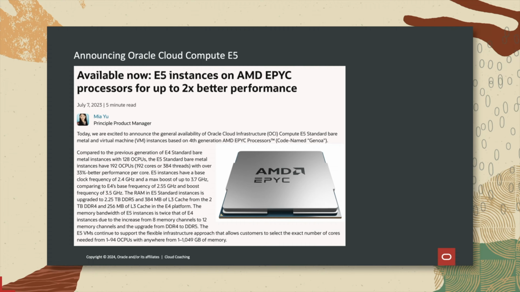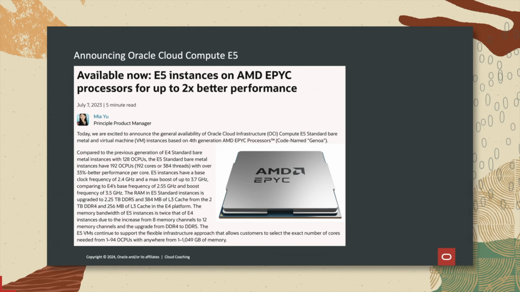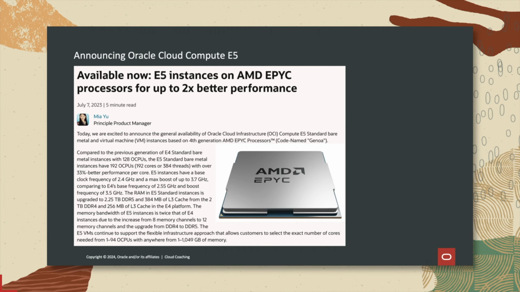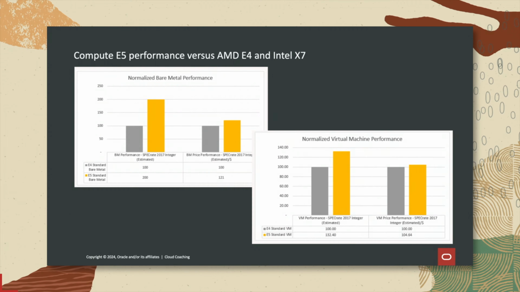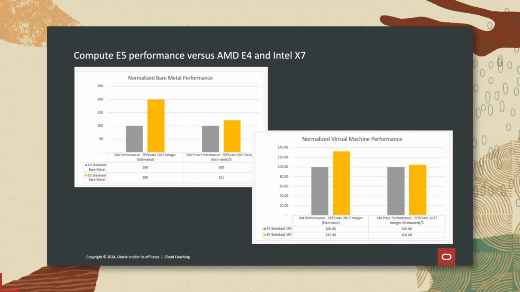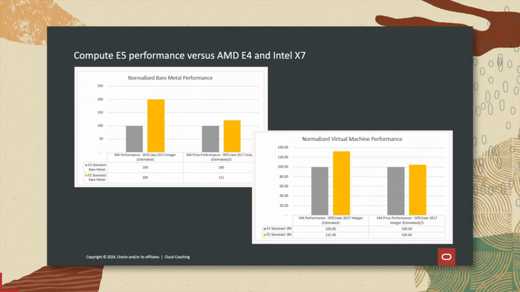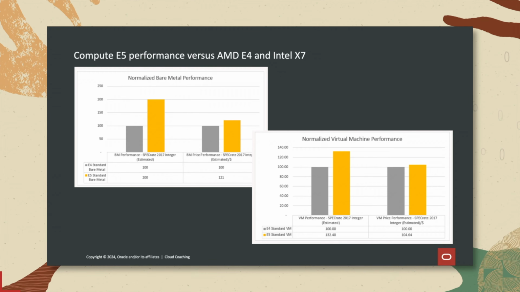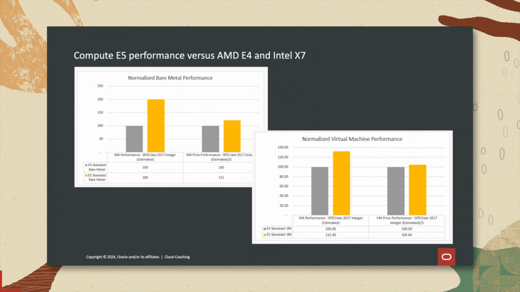Then, last summer, we introduced the AMD E5 shapes, based on the EPYC Genoa processor. And these were even better, doubling the performance of the E4 shapes for our bare metal instances and improving VM instances performance by up to 32%.